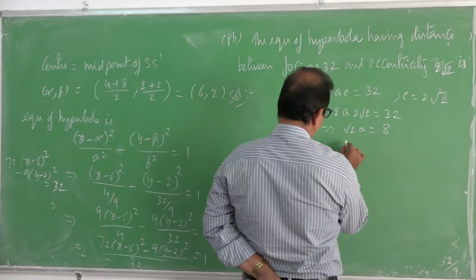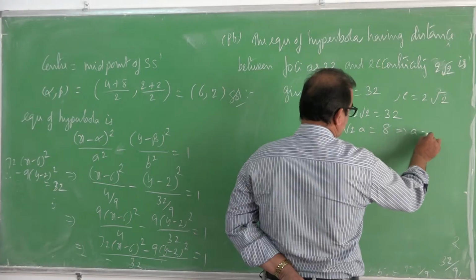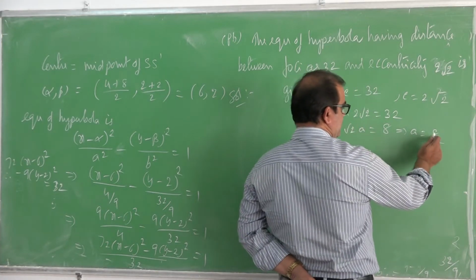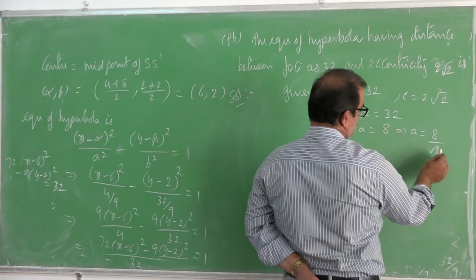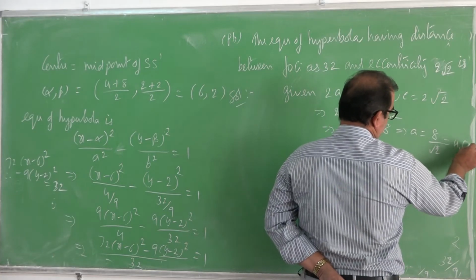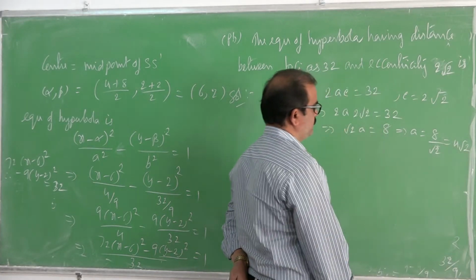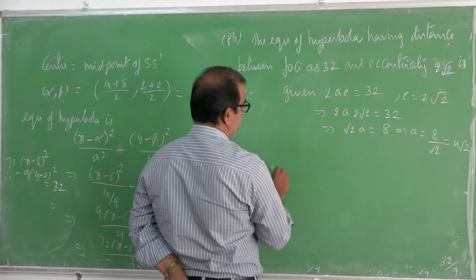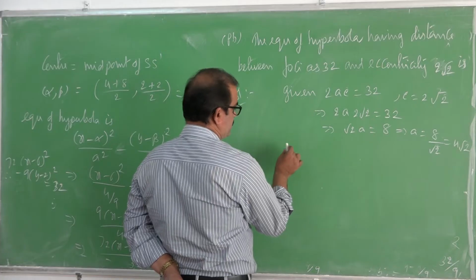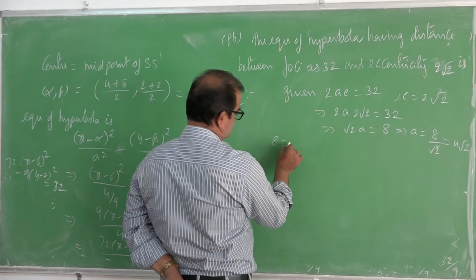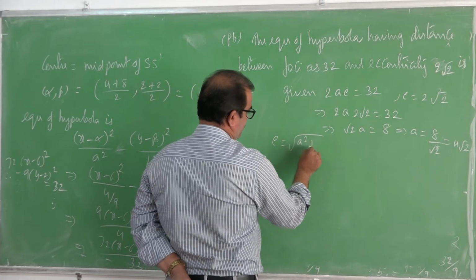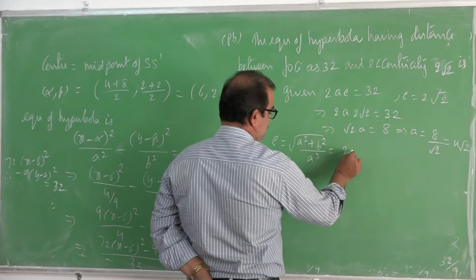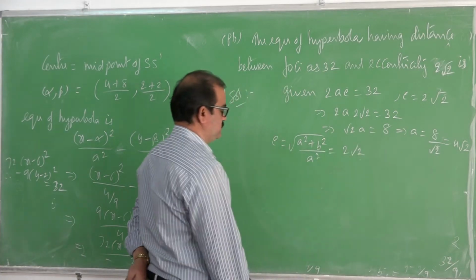From this, A is equal to 8 by root 2. 8 is taken as 4 into 2. So we get 4 root 2. A is 4 root 2. Now we find the B value. We know the formula of eccentricity, that is the root of (A square plus B square) by A square is equal to 2 root 2.